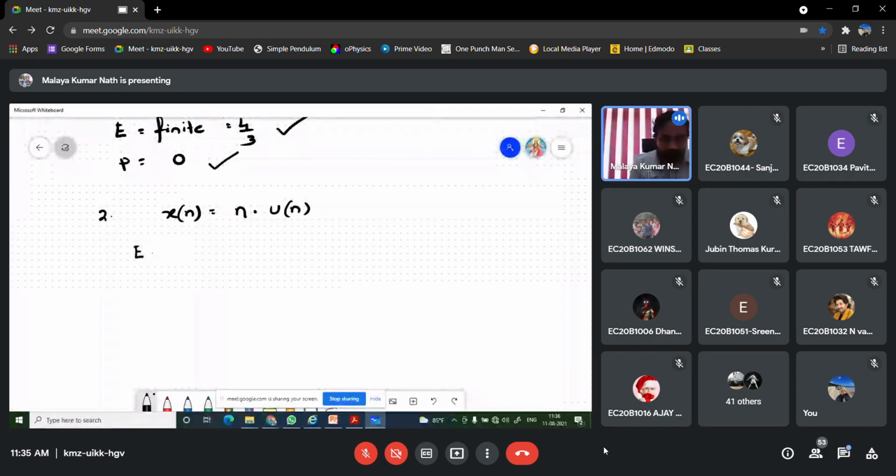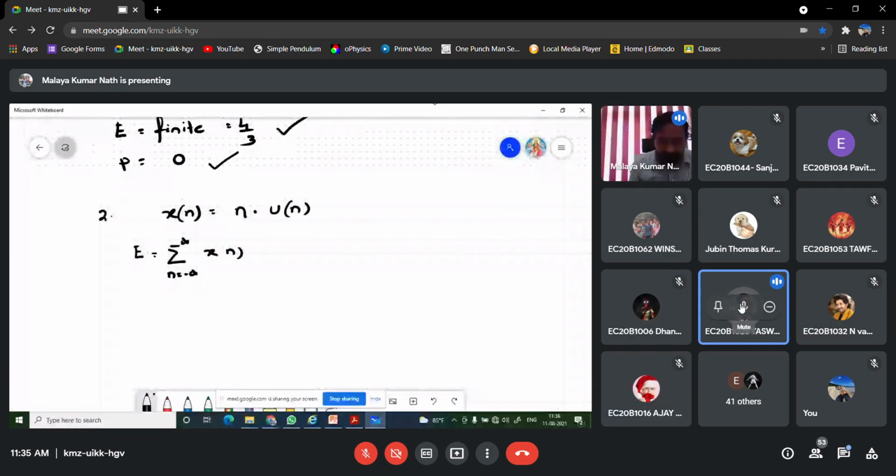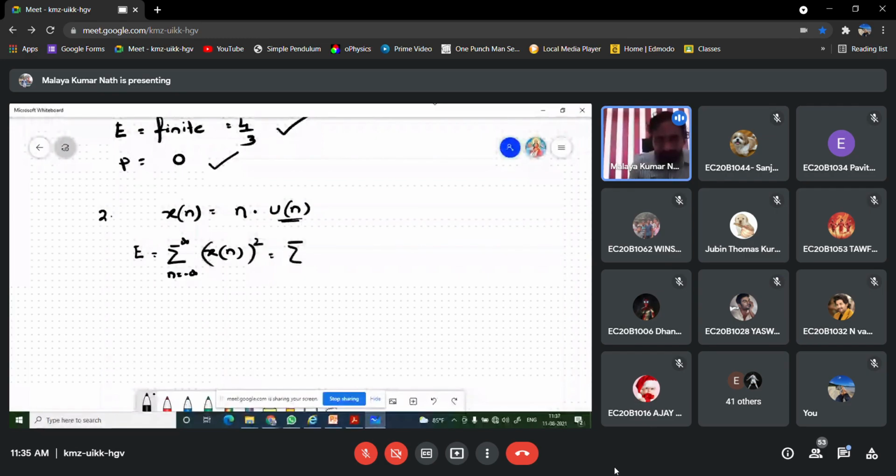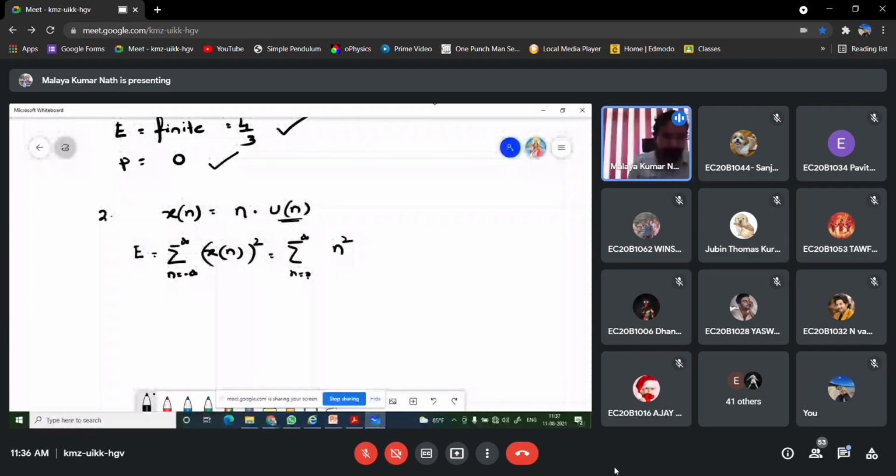Just use the formula: energy is equal to summation n equal to minus infinity to infinity of x[n] squared. How much will it be? As it is multiplied with u[n], the limit becomes n equal to 0 to infinity of n squared. So how much will it be? It will take n equal to 0 to infinity n squared, so this value becomes infinity. Now what will be the power?